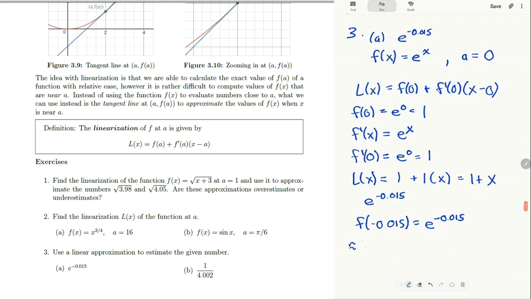So now we can use this to approximate the value by using L of x. We substitute negative 0.015 into the linearization. Then we get 1 plus negative 0.015, which gives us 0.985.